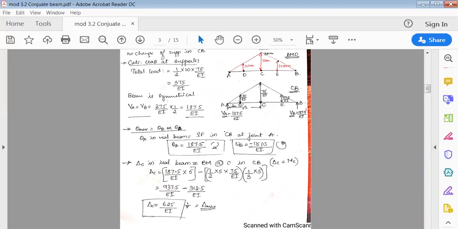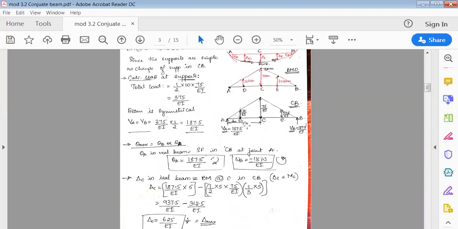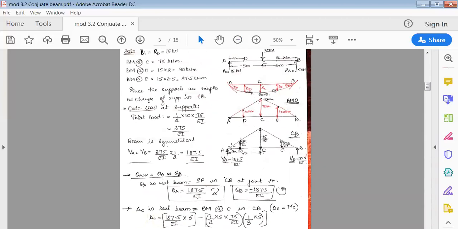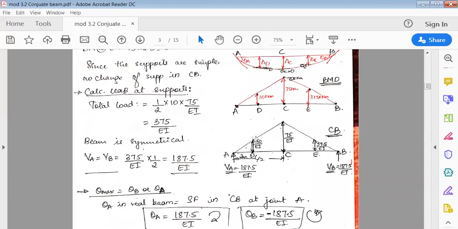So for theta D, to the left side of D, there are two forces. One force is acting upward, that is VA, 187.5. Again, left side upward is positive, downward is negative. So that is 187.5 plus, and again, it is an M over EI diagram, so divide by EI. Next, take the area of this triangle, only the area of triangle AD, from A to D. So VA is acting upward, positive, and the area of this triangle is acting downward.